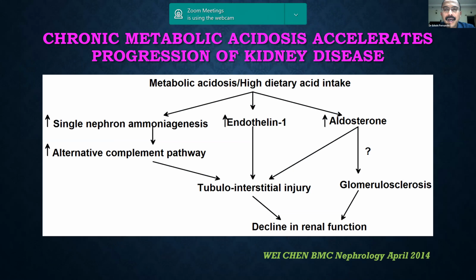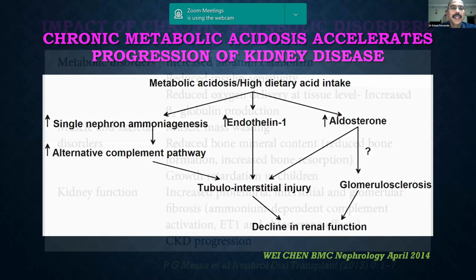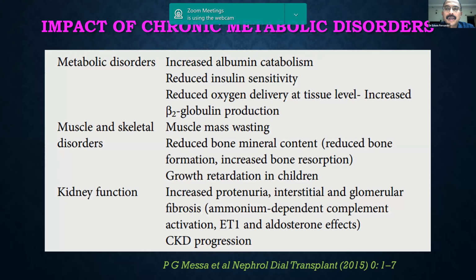So with metabolic acidosis, a high dietary intake leads to increased single nephron ammoniogenesis. It activates the complement. This further worsens the tubulointerstitial injury, with increased aldosterone contributing to glomerulosclerosis and decline in renal function. So what is the impact of this chronic metabolic acidosis? Increased albumin catabolism, reduced insulin sensitivity, reduced oxygen delivery at tissue level, increased beta-2 globulin production, muscle wasting, reduced bone formation, increased bone resorption, growth retardation, especially in children, and in kidney function because of the ammonium-dependent complement activation, endothelin and aldosterone effects. It contributes to CKD progression.